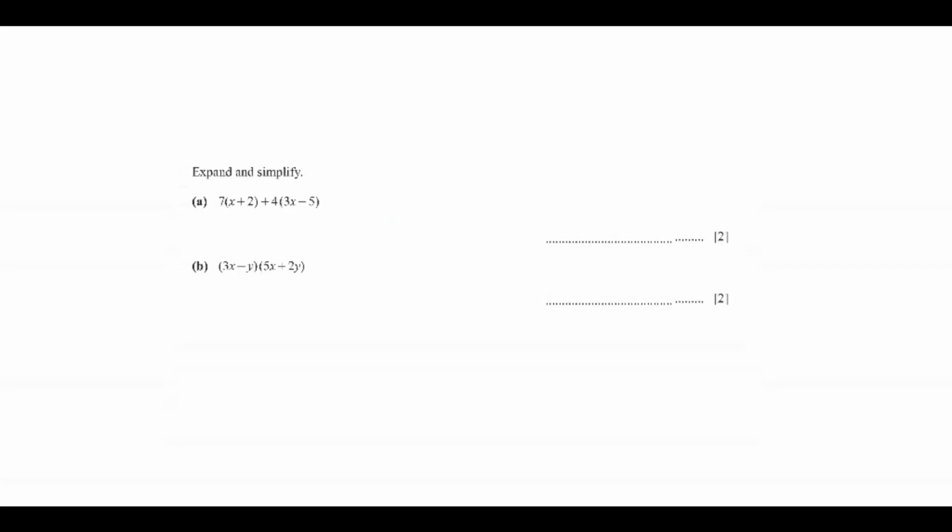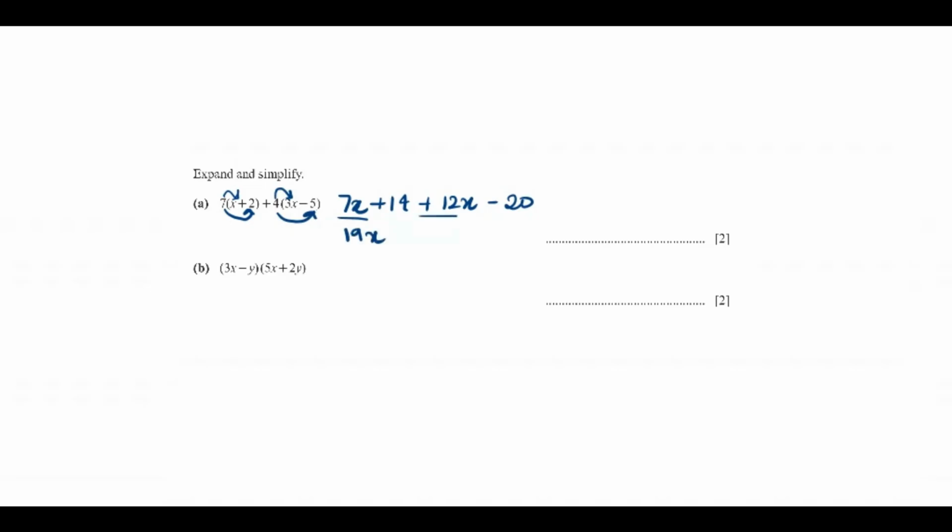Let's solve these. We have a 7x plus 2 times 4 and 3x minus 5. Let's try to do this one directly. Let's start speeding ourselves. A 12x minus 20. 7 times x gave me a 7x. 7 times 2 gave me a 14. 4 times 3x gave me a plus 12x. And 4 times minus 5 gave me a minus 20. I add the like terms. 7x plus 12x gives me a 19x. 14 minus 20 gives me a minus 6. That's the simplest form, and I have to write it over here.